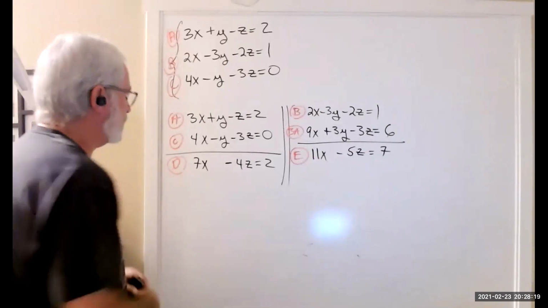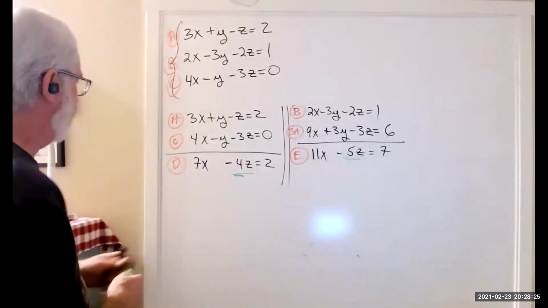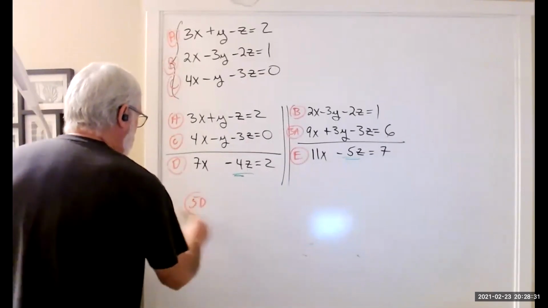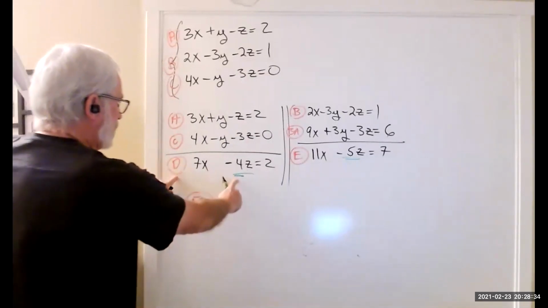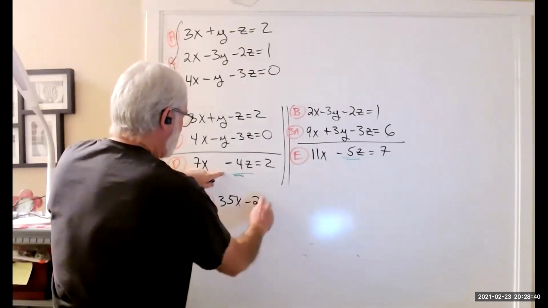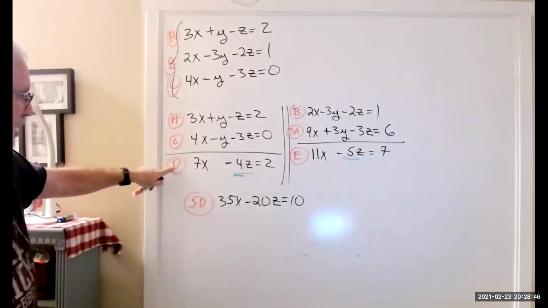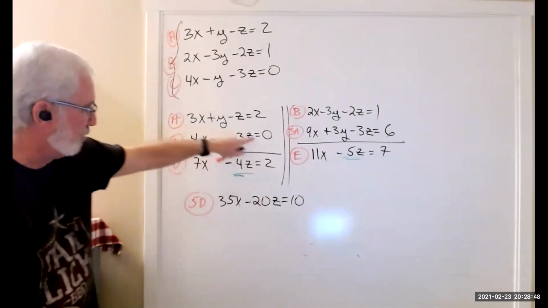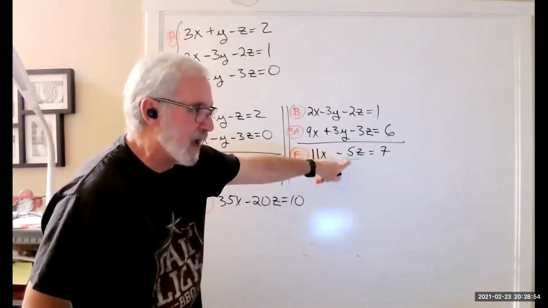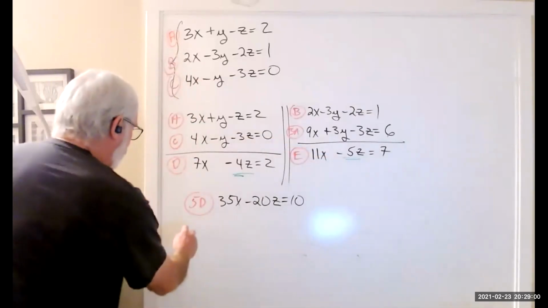Okay, so, all right, here, let's get rid of the Z's. I want to get rid of the Z's here and here. So I'm going to do 5 times equation D. So we take equation D, multiply it by 5. So I have 35x minus 20z equals 10. 5 times equation D. 5 times 7, 5 times -4, 5 times 2. Now I have negative 20z. I've got to turn that into a positive 20.